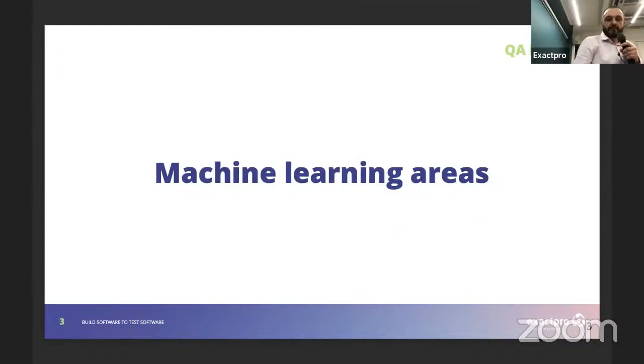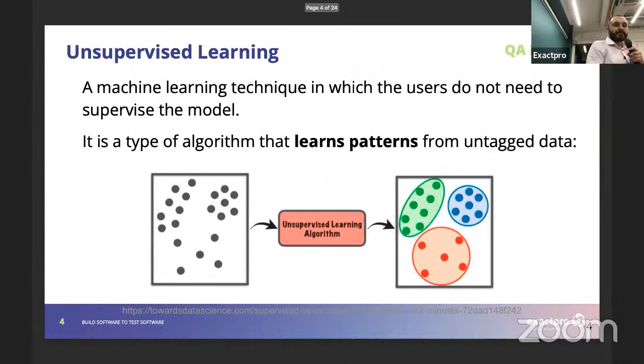So let's start with machine learning areas. I mentioned the first is unsupervised learning, and the scheme is very simple. It's called unsupervised, which means that the machine works alone. It just gets some data. Okay, it's written on the left. You see some box with some dots.